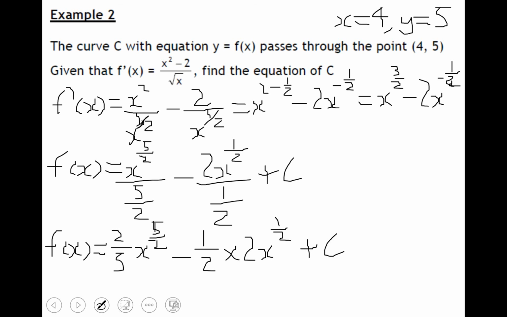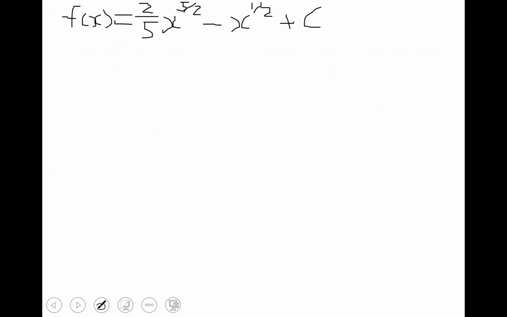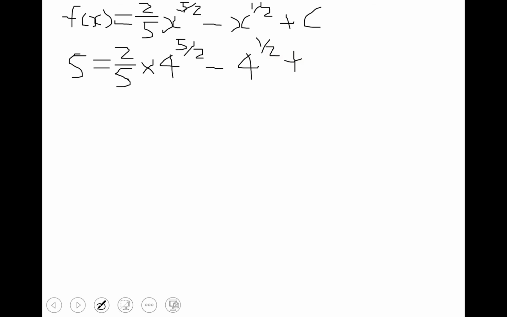Now we go back to our boundary conditions. X equals 4, y equals 5. So y is f of x, so 5 equals 2/5 times 4 to the 5 over 2 minus 4 to the power of a half plus c. And again, we're going to need to know our indices rules to be able to work out 4 to the 5 over 2 and 4 to the half.